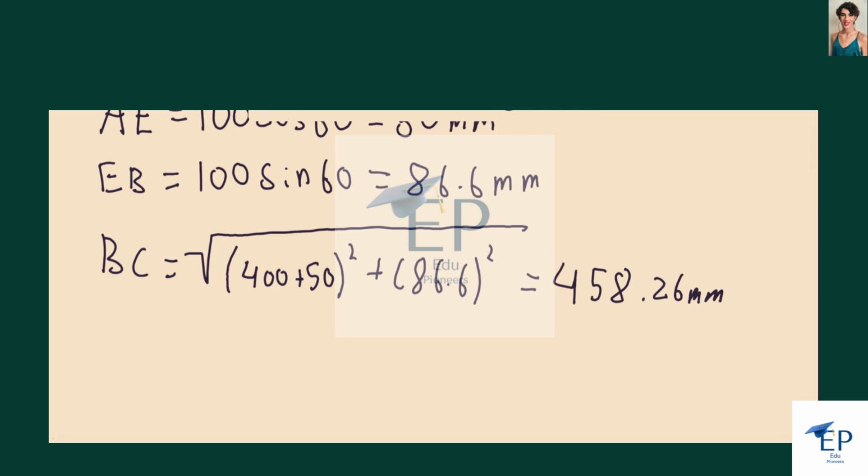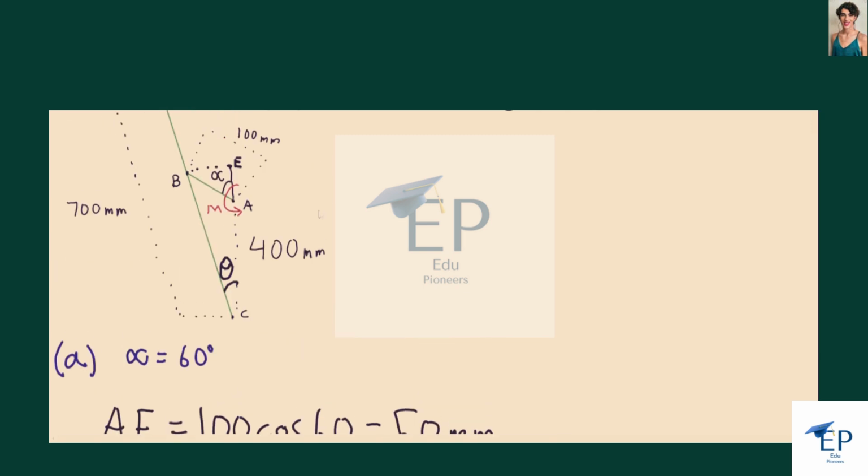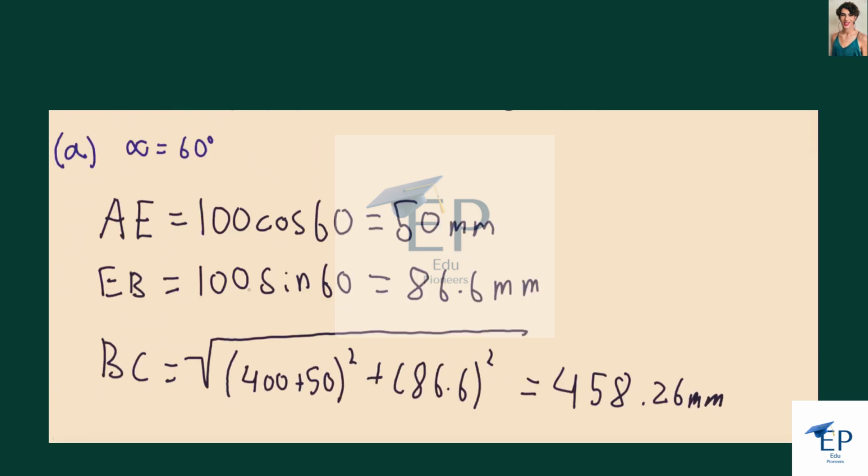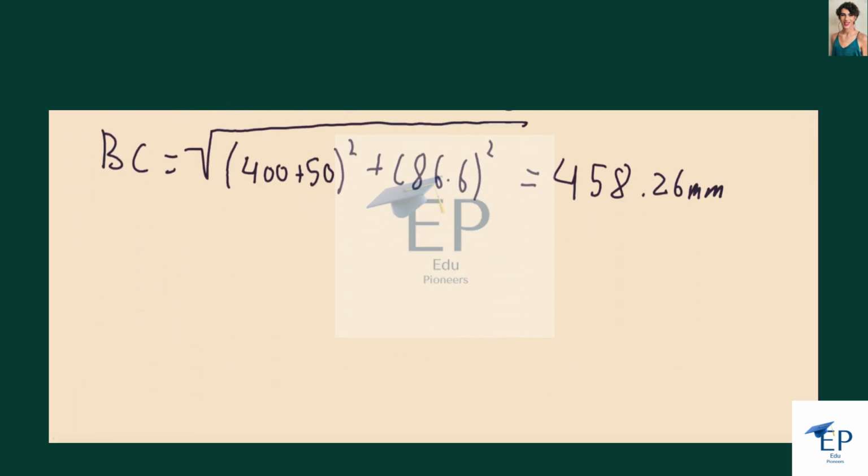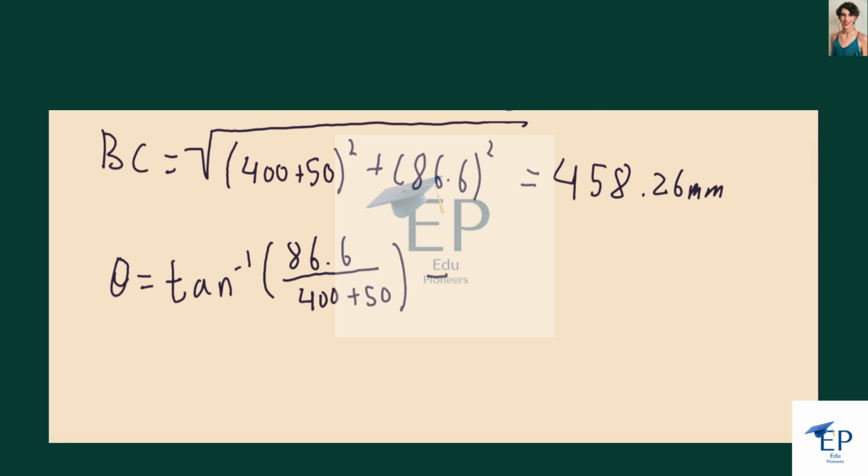And next we can find our angle theta in our free body diagram. So angle theta is going to be equal to the tangent inverse of 86.6 divided by 400 plus 50, and this will give us an angle of 10.89 degrees.